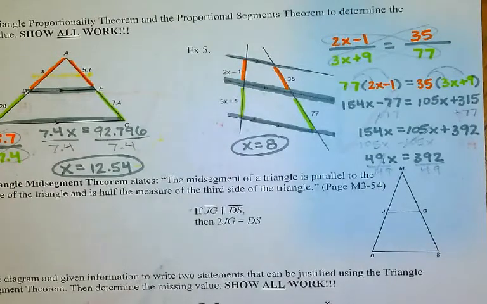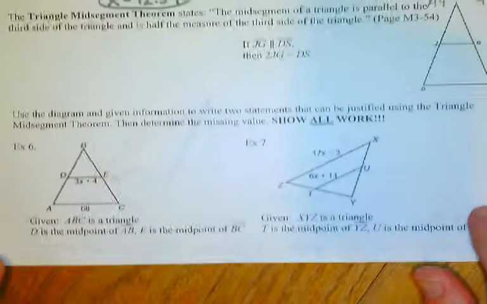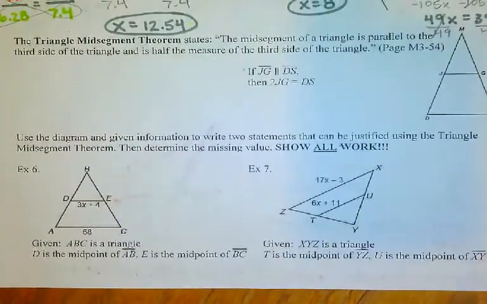The very last one is a mid-segment. Alright? So, it is still proportional. There's a special relationship here. But we can set it up a little different. So basically there's a shortcut to setting it up so that we don't have to worry about fractions.